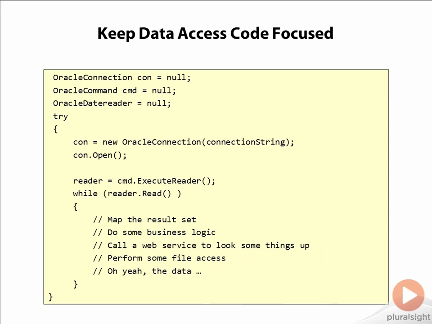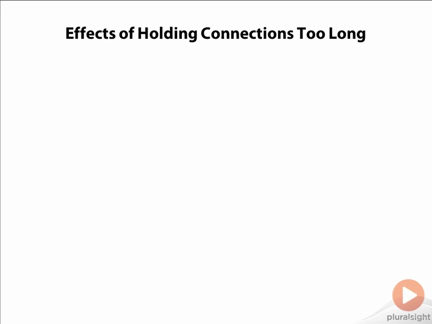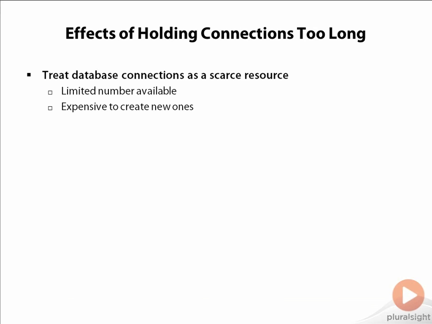You may very well need to perform some complex logic on the data that you're reading, or perhaps call a web service to perform an operation on the data you just queried. But all of this can come after you performed your data access and return the connection to the pool. You want to treat database connections as a somewhat scarce resource and a resource that is expensive to create. As we saw in the prior demonstration, it took about a second to open up a new physical connection to the database, and that is actually a pretty typical value.